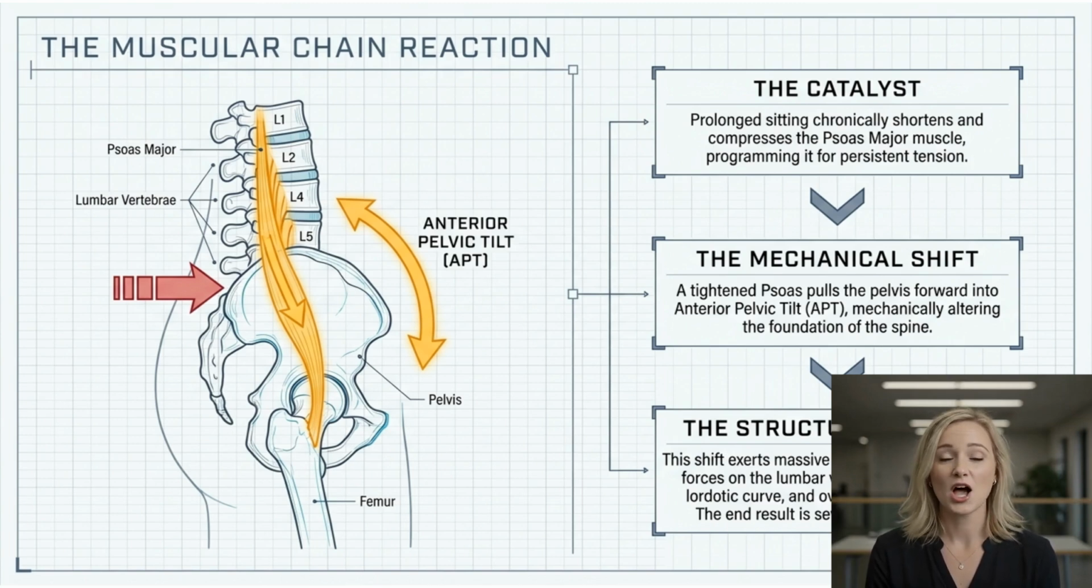This tight psoas pulls the pelvis into anterior pelvic tilt. This mechanical shift results in severe spinal instability due to shearing and compression forces on the lumbar vertebrae.